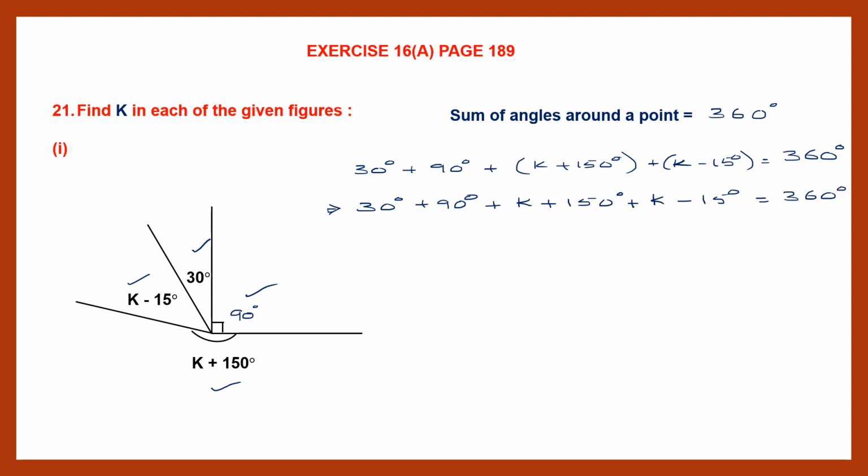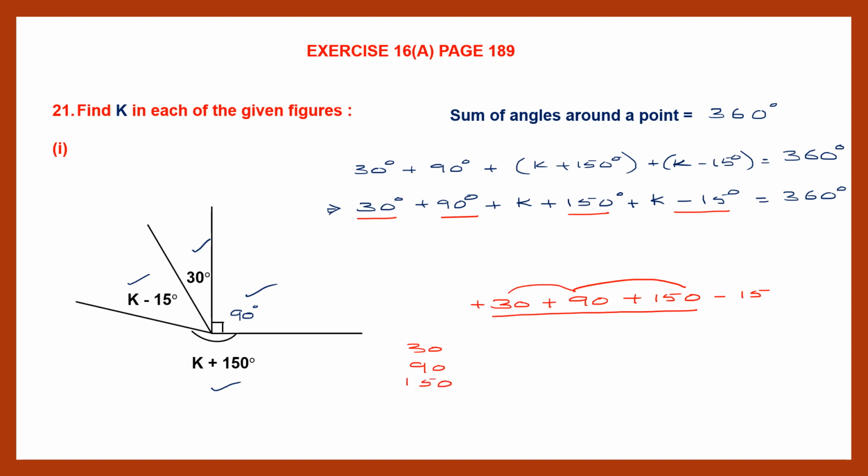So what we're going to do is we're going to take only the numbers first. 30 degrees, 90 degrees, 150 degrees and minus 15 degrees. So let me write that down separately. So we have 30 plus 90 plus 150 minus 15. As you can see, these three have plus signs before them. So let's add up these three numbers. So 30 plus 90 plus 150. 0. 3 plus 9 is 12. 12 plus 5 is 17. Carry 1. 1 plus 1 is 2. So here we have 270 minus 15.